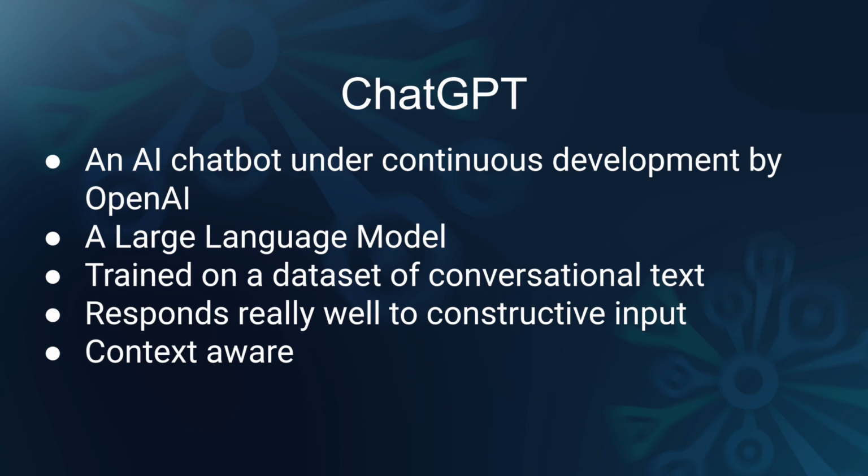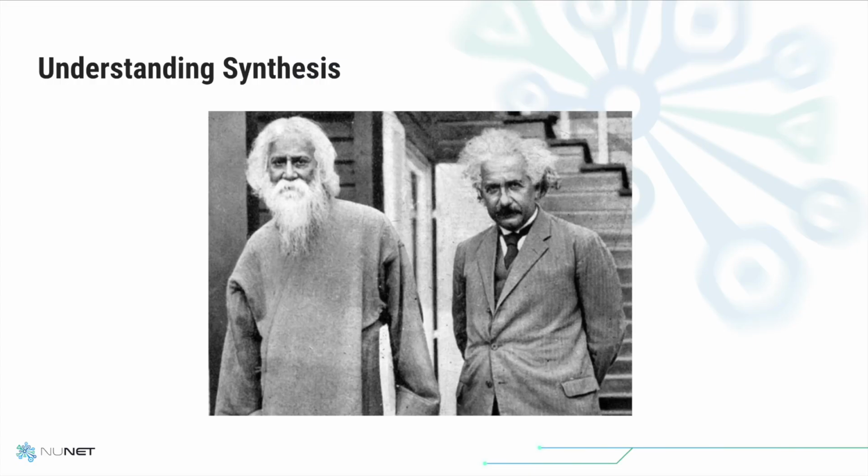So I'll just show you a small example of it. These are two very well-known personalities. On the left is a great poet named Rabindranath Tagore, and on the right is one of the great scientists of our time, Albert Einstein. On the left we have an artist, on the right we have a scientist. So how can we converse with ChatGPT regarding this?